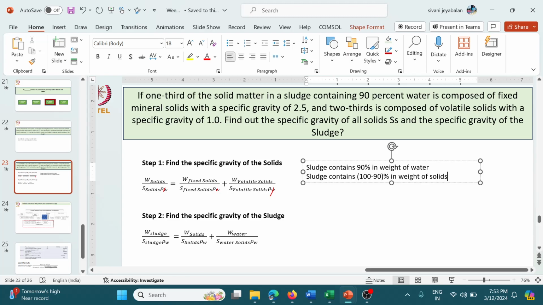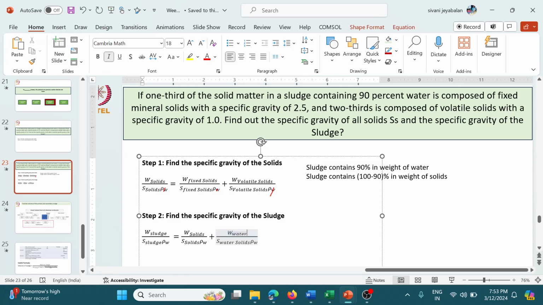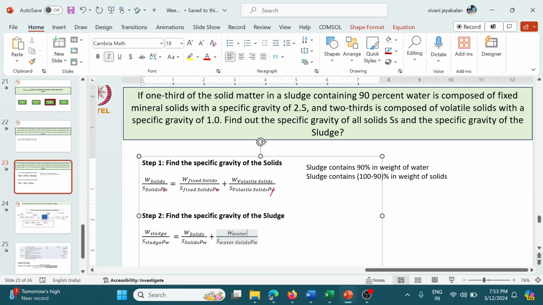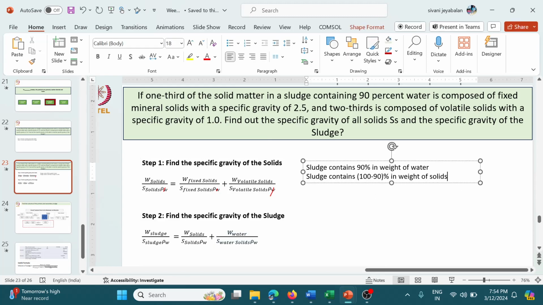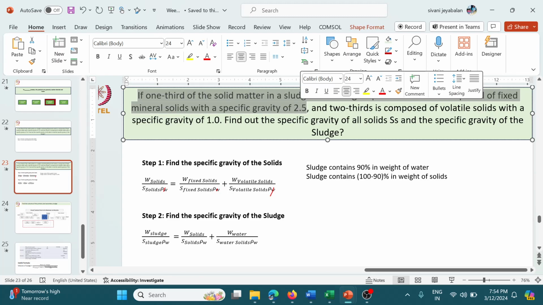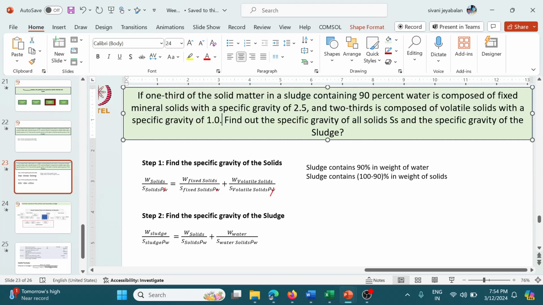So now you know the weight of solids and the weight of water. This will be 10% and this will be 90%. The specific gravity of solids, we have to get from this. For this we should know the percentage of fixed solids and the percentage of volatile solids. Now in the question it is given that one third of the solid matter is fixed solids, and two thirds is composed of volatile solids with specific gravity equal to 1.